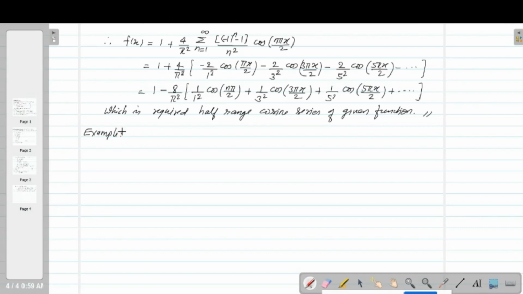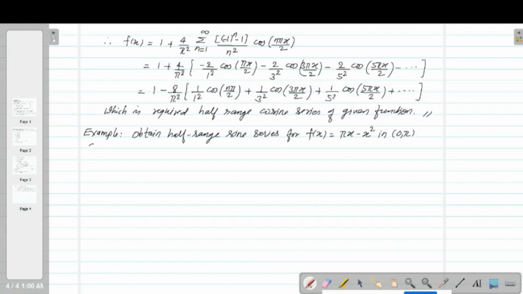Next example: obtain half range sine series for the function f of x is equal to pi x minus x square in the interval 0 to pi.